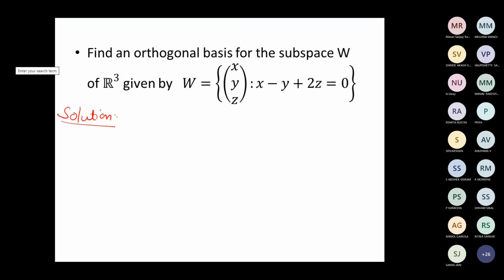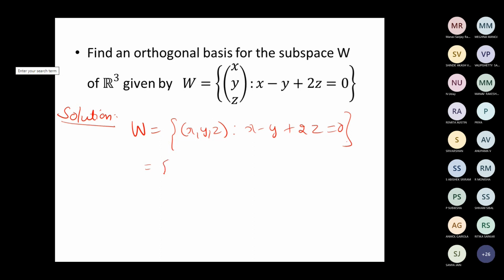Substitute 1 in other terms of others. First we need to find the basis, right? Basis I think you know how to find, right? So W is given by the set of all x, y, z such that x minus y plus 2z equals 0.